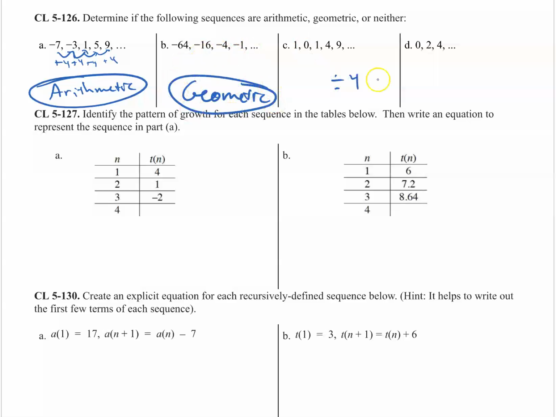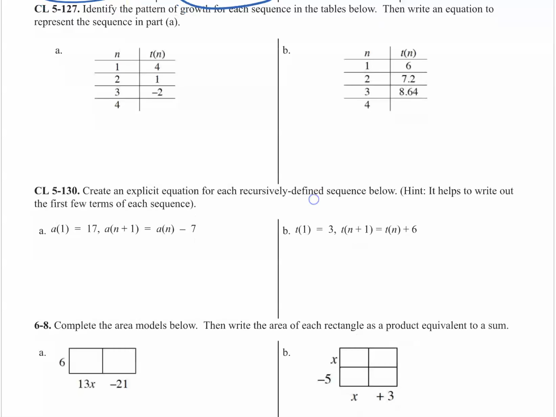Dividing by 4 is the same as multiplying by 1 over 4. Keep, change, flip. Keep the number, change division to times, and flip the 4 upside down. Times by a fourth, times by a fourth, and so on. So this shows you that it's geometric because you multiply to go to the next number. Okay, try C and D. 5, 1, 27. Let's do B.